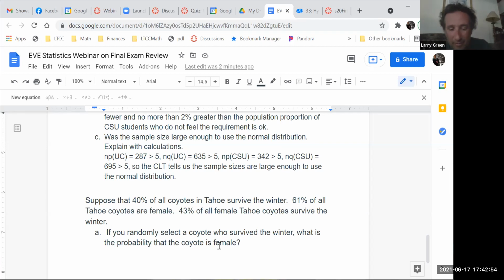Okay, let's take a look. So the first thing is we need to read the question. We're selecting a coyote who survived a winter. That means we're told this coyote survived a winter. That's a given problem. We want the probability that the coyote is a female. So we're going to find the probability of female given, let's call it W for winter. Any questions on how I read that sentence and then wrote down P of F given W? Any questions on that?